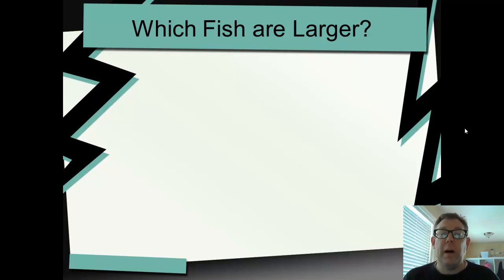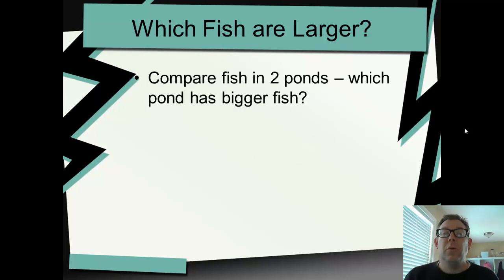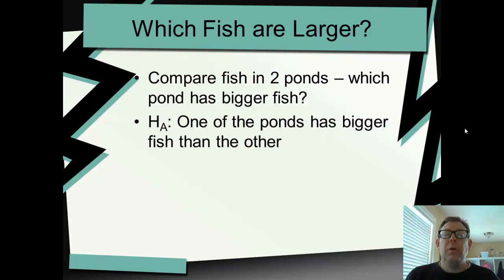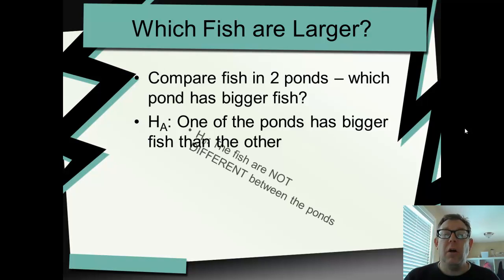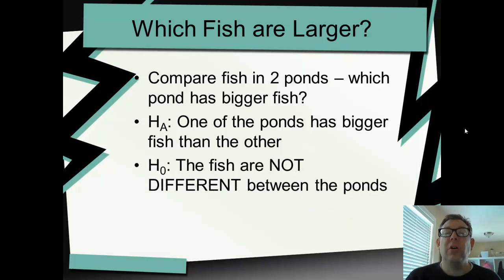So I've got two ponds, and I just want to know which fish are bigger in which pond, because I want to go fishing for bigger fish. And so that's the question. Which pond has larger fish? So our alternate hypothesis, what I think is true, is that one of the ponds has bigger fish than the other one. But of course, the opposite of that, the null hypothesis, is that the fish are not different between the ponds, or they have the same size fish.